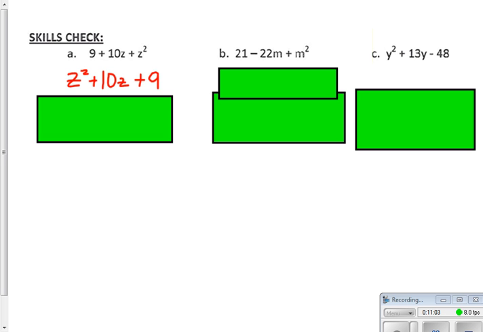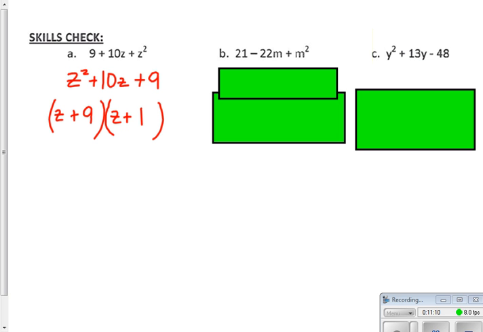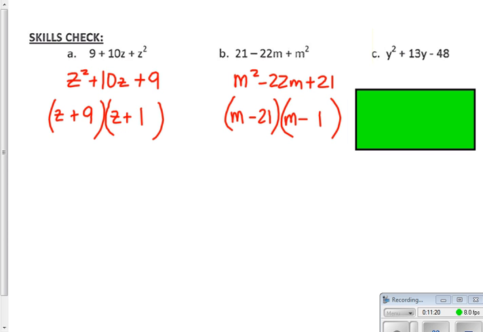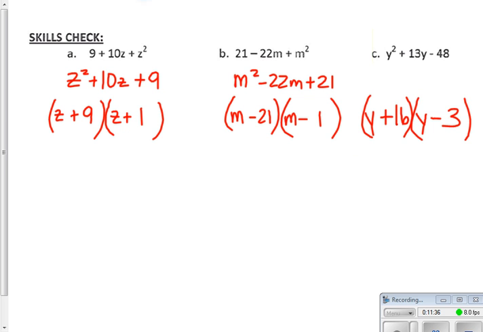Alright, now that we're back, we see plus in that trinomial there, so we'll have a plus in our 2 binomials, and we have z plus 9 and z plus 1. Next group, we go ahead and write this into standard form. We have minus plus, so we should have 2 minuses in our binomials, winding up with m minus 21 and m minus 1. The last one in group C is already in standard form, and we have a plus minus in the trinomial. So in our 2 binomials, we should have a positive and a negative, and we wind up with y plus 16 and y minus 3.